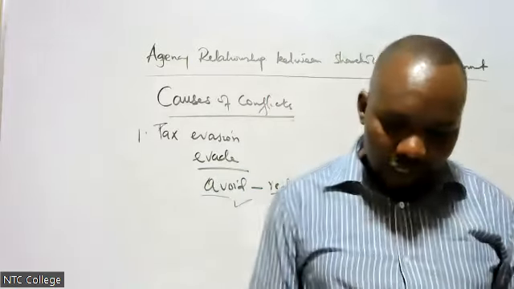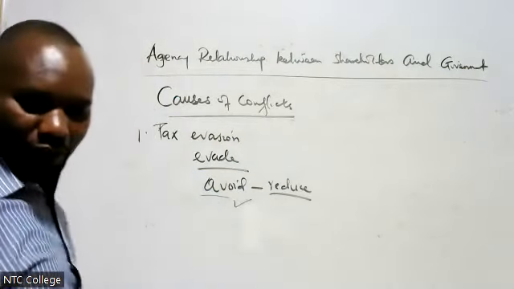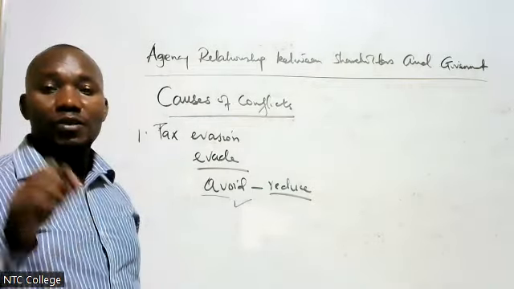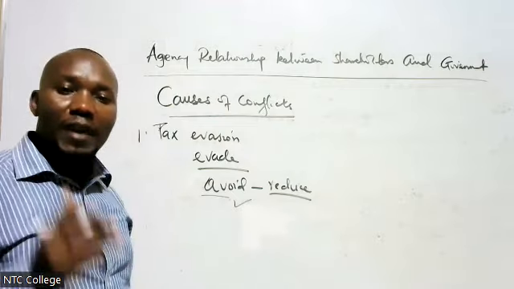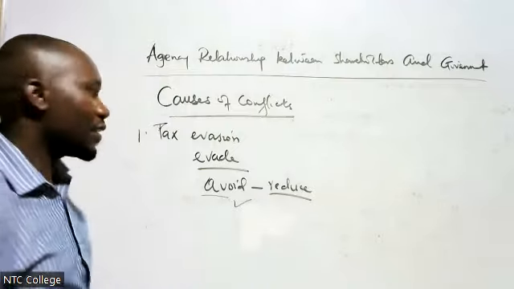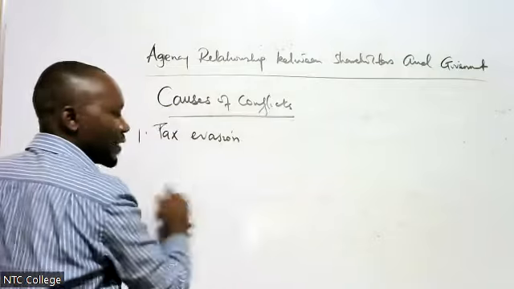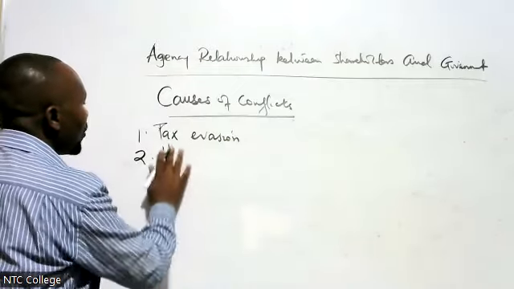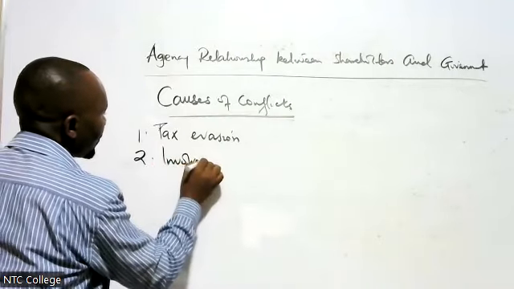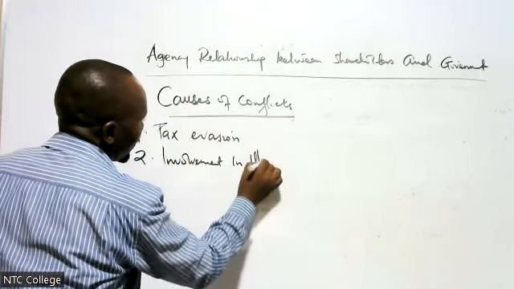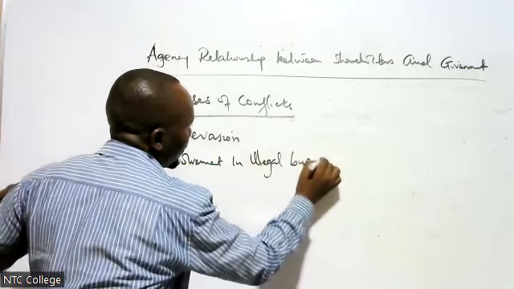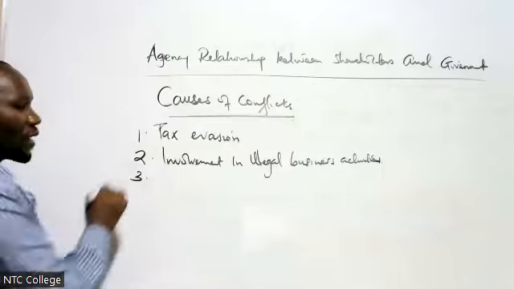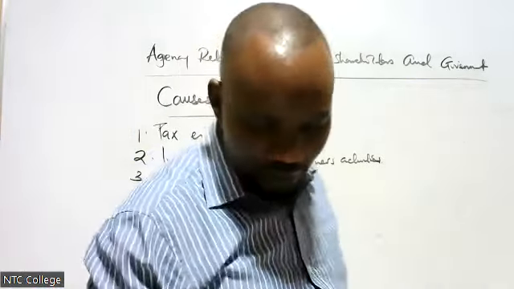Number two, involvement in illegal business activities. You remember when I was teaching you audit, I said that you need to have a good understanding of the client because the client could be involved in a bad business and you're the auditor. You will be asked, did you see that? Did you realize that? When a company has been given a license to operate, they need to operate in a legit business. Involvement in illegal business activities can bring conflicts between them.